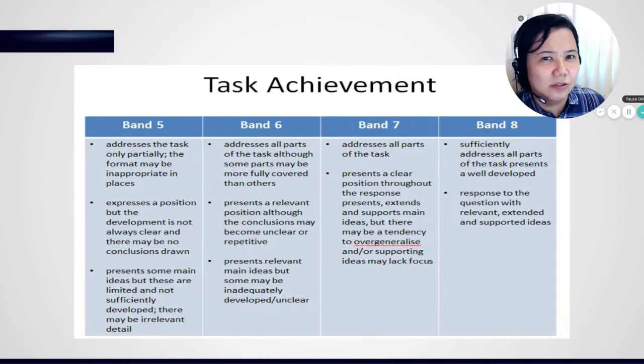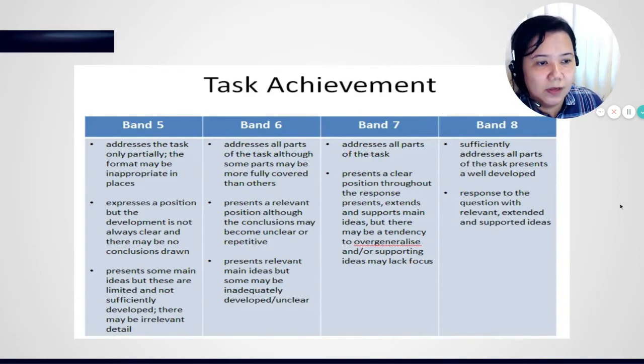What does this actually mean? If you look at the marking criteria that we have here, we notice that essays in bands 6, 7, and 8 fully address the questions. This means that if you do not fully address all parts of the question, you will get a band of 5 or below. So you should read the questions very carefully and make sure you cover everything it asks.